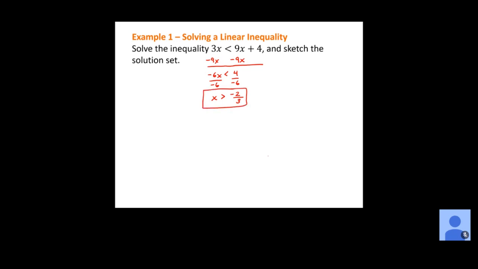Now, it also wants us to sketch that solution set. So in this case, when I draw my number line, that's how we're going to draw our solution set. I'm going to put the value that we've got here, negative 2/3. Now I have to determine if this is going to be an open circle or a closed circle at negative 2/3. So what do you think? Open or closed?